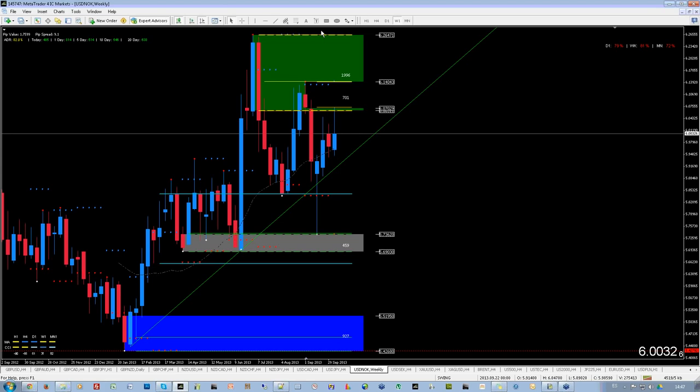No, it didn't. So here, has this supply area absorbed previous demand area? No, because this is not a demand area, so it hasn't taken any demand area out. The demand area is this one, and it hasn't been taken out. So we still are in an uptrend because no demand area on the weekly has been taken out. All demand areas are being respected and all supply areas are being taken out.